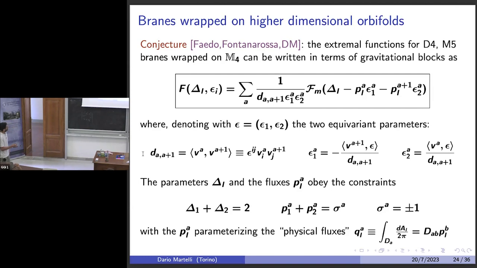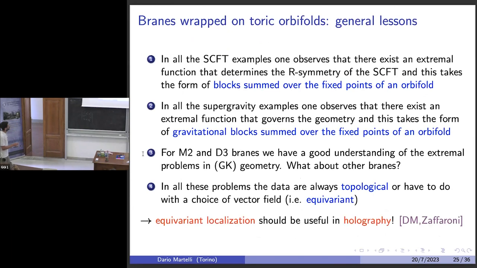Okay, so that's a little recap. In all of these conformal field theory examples, constructed by wrapping branes on the spindle or on higher dimensional, namely four-dimensional orbifolds, one observed that there exists an extremal function, namely a function of some parameters that needs to be extremized. And this takes the form of a more elementary function, which we call a gravitational block, summed over the fixed points of the orbifold. So this was already, of course, contained in the spindle case, but that wasn't very manifest because there were only two contributions, and there are many ways in which two contributions could have arisen. In four dimensions it's more obvious because if you have five or nine fixed points, you'd have five or nine different contributions.